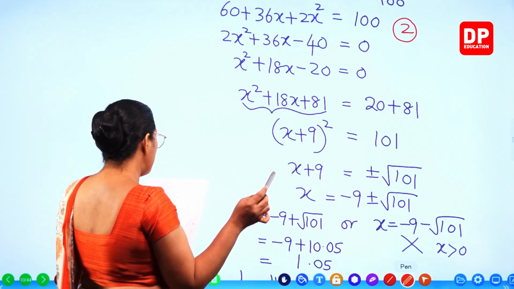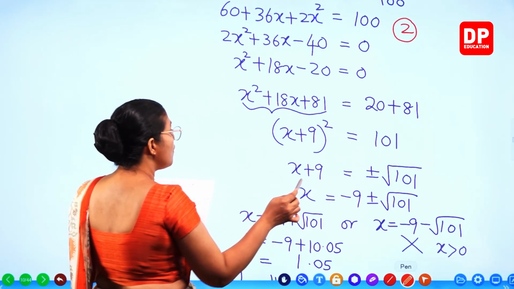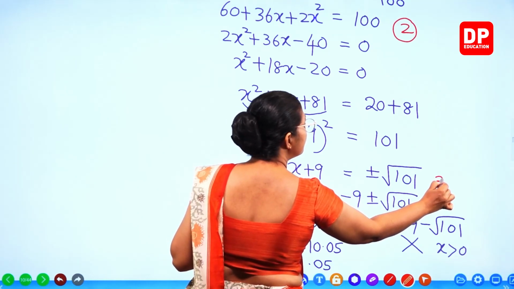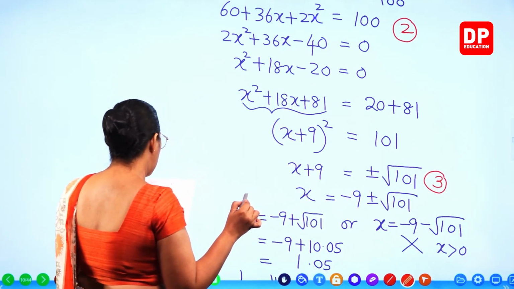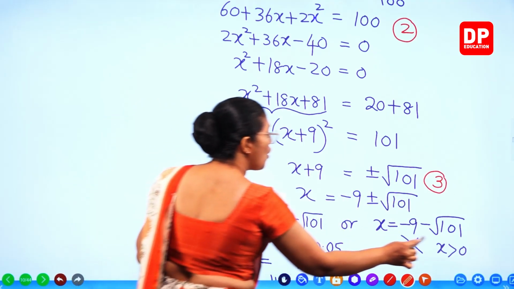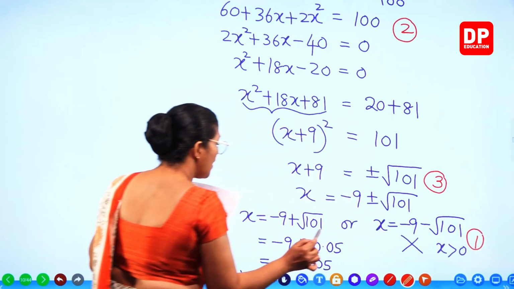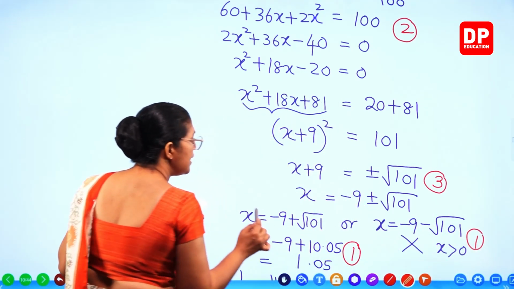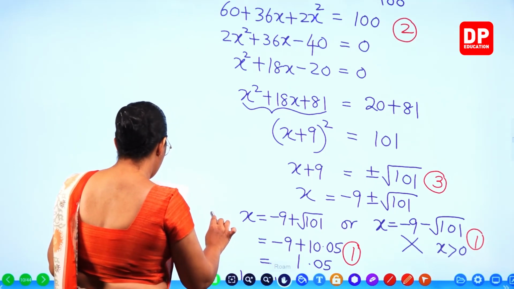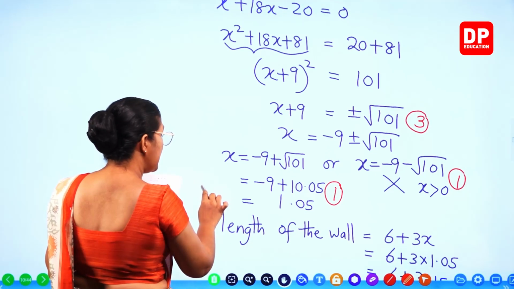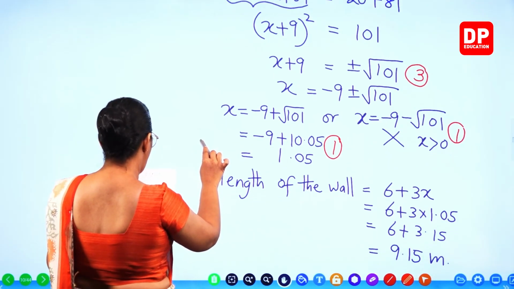And then we can give 3 marks for finding up to this point. And 1 mark for not taking the negative answer, and 1 mark for finding the x value. And the last one, finding the length, that's 1 mark.